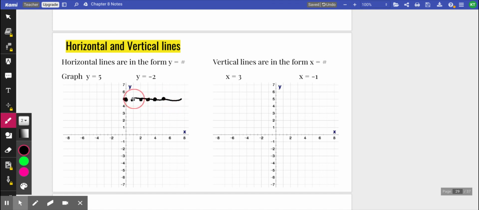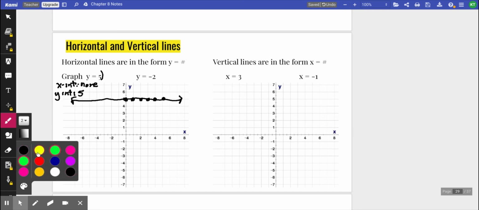That would give me a horizontal line. And so if it were to say find the x and y intercept, the x-intercept would be none, because it doesn't cross. And the y-intercept would simply be 5 because it's always 5. Or if I look here, y equals negative 2. So I go down on the y-axis to negative 2, and I could pick any other point. There's y is -2. There's y is -2. There's y is -2. It doesn't matter what the x value is because that's not in the equation. Y is just always equal to -2.